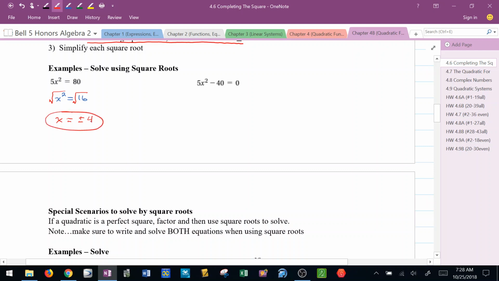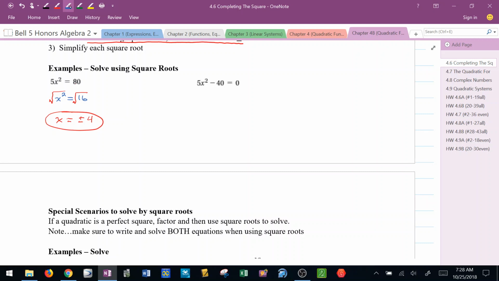All right. If I take 4 and substitute it back into the original equation, I get 80. If I take negative 4, square it, multiply it by 5, I still get 80. I have to show all possible values that could make this equation work. That's why we're using the plus minus. All right. Take a look at this next one here.